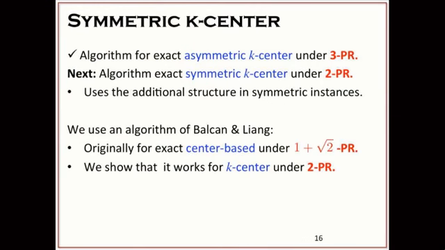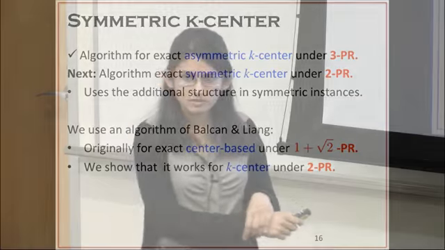So for the symmetric case, I claim that 2 perturbation resilience is enough. And that's because there is extra structure in K-center, like symmetry, for example, that is going to help us. We are going to use an algorithm that was introduced by Balcan and Liang. When it was introduced, it was shown to work for 1 plus root 2 perturbation resilience. We are going to show that for K-center, it does better. Only 2 perturbation resilience is enough for it. And I'll just give you an overview of why.